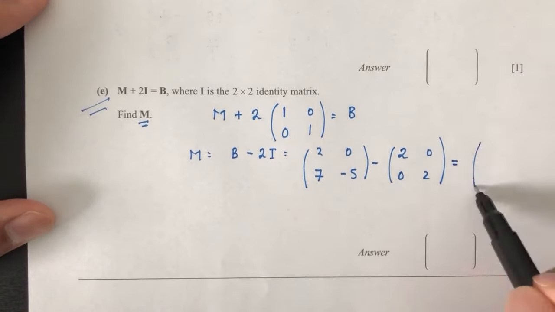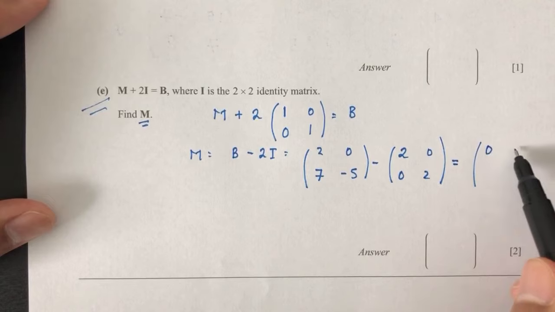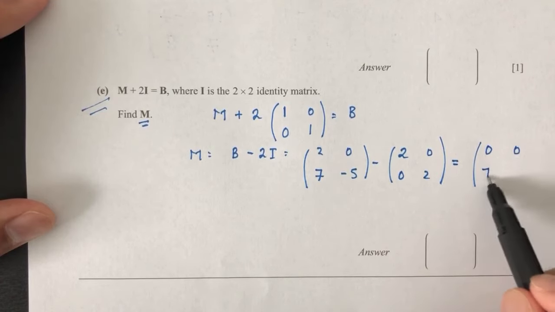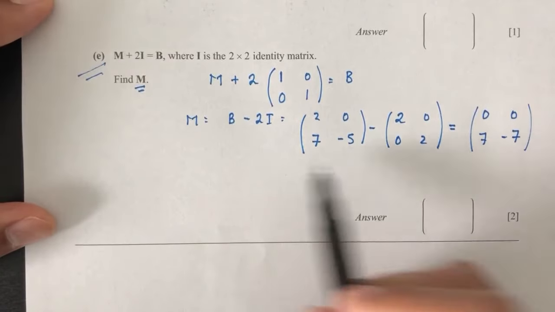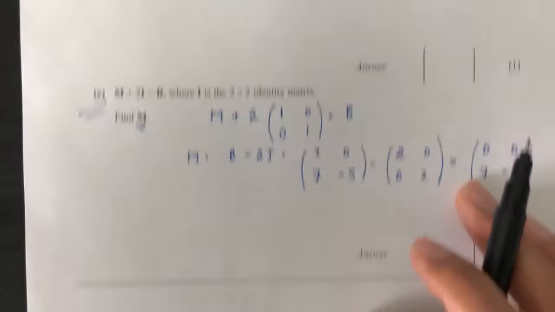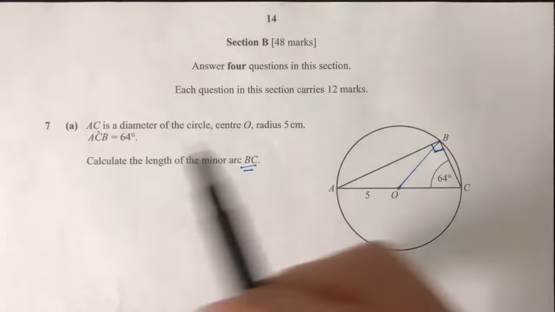So what do we have? Here will be 2 minus 2 is 0, 0, 7 and minus 7. This will be your answer for M. And that is question number 6. This is question number 7.